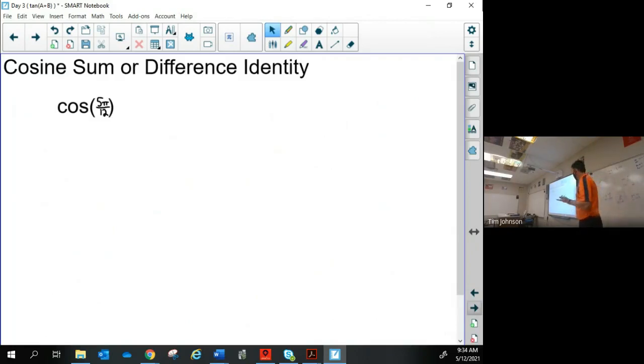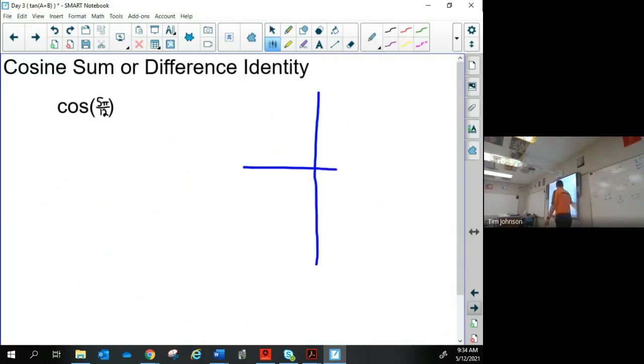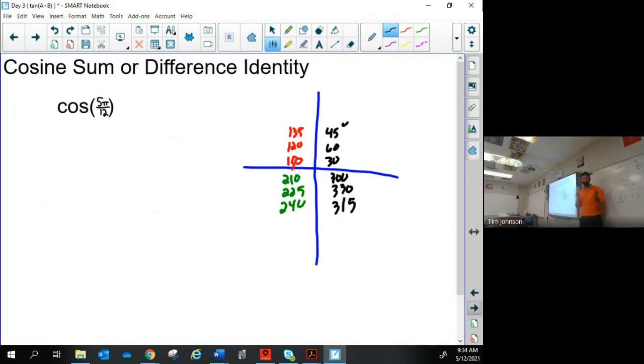We're going to do the same thing that we did for degrees. We're going to make a little chart over here. Remember we did this in degrees: we had 30, 60, and 45 over here, then 150, 120, and 135, then down here 210, 225, and 240, and over here 300, 330, and 315. Then we were able to add and subtract numbers together.